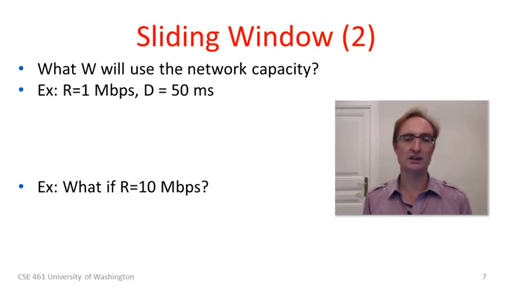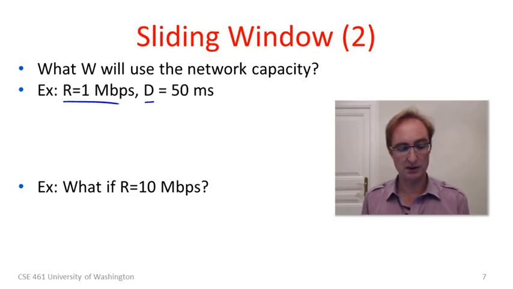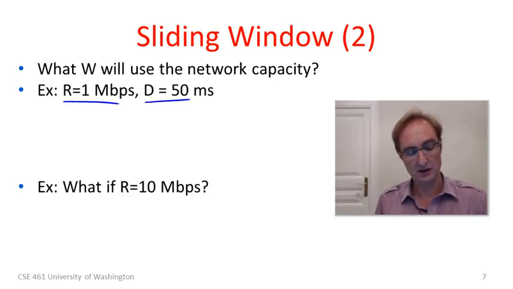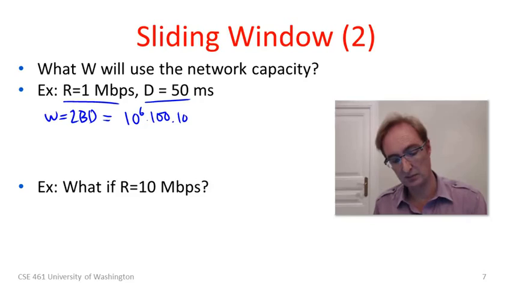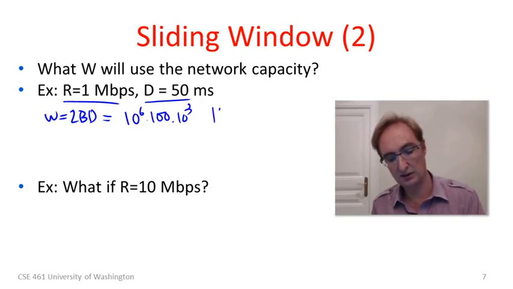Let's see what kind of window sizes this implies to get it working. So what window size W would we like to use to fill up the network, to use it to its capacity? For the examples before, now with a rate of 1 megabit per second and a delay of 50 milliseconds. So we would like W to be equal to 2BD, that is twice the bandwidth times the delay. I'm just going to multiply the bandwidth first, that's 10 to the 6 bits per second, and twice the delay is 100 milliseconds, so that's 100 times 10 to the minus 3 seconds, so that's 100 kilobits.